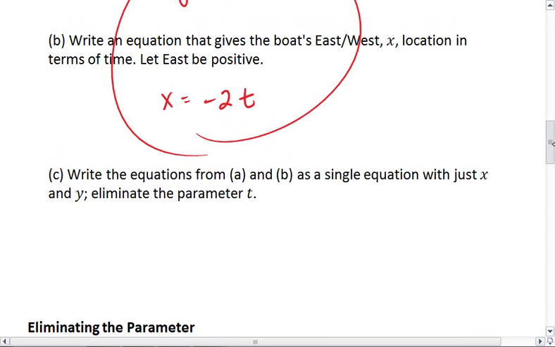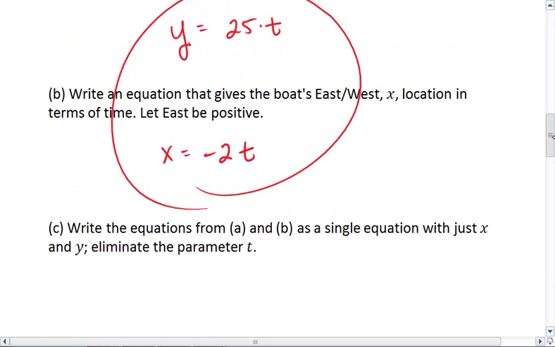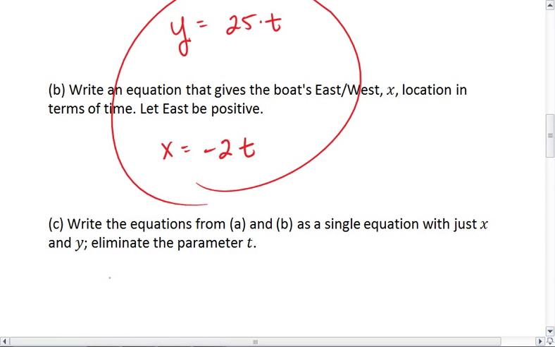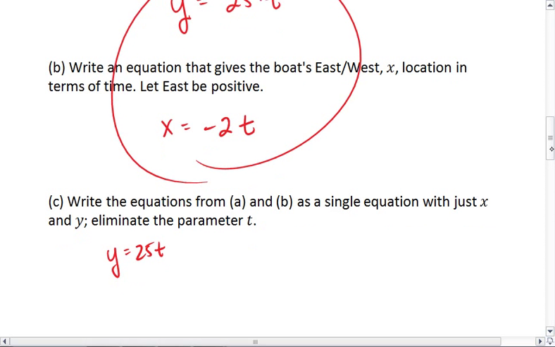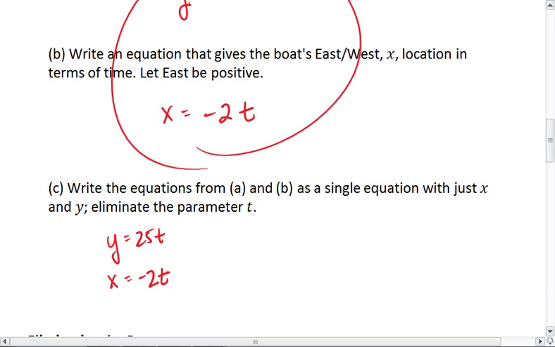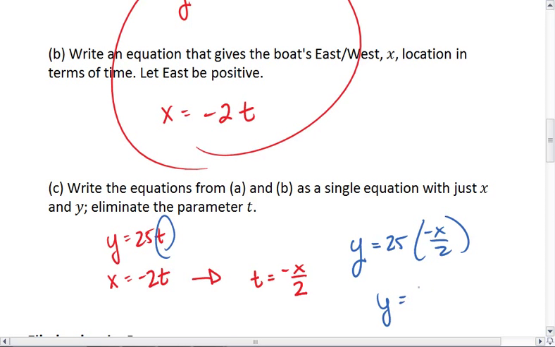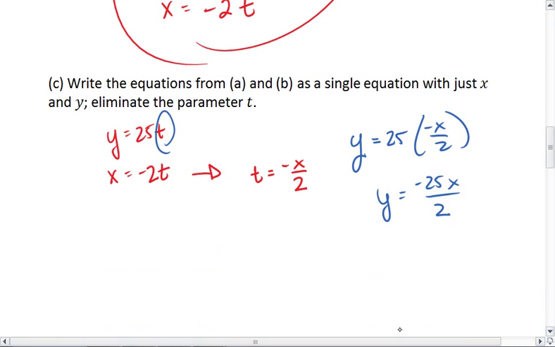In part C, we want to write the equations from a and b as a single equation with just x and y. We're going to eliminate the parameter t. Alright, we know that y equals 25t and x equals negative 2t. If we rearrange our x equation, we get t equals negative x over 2, which we can substitute in for the t here. So we get y equals 25 times negative x over 2, or y equals negative 25x over 2, or y equals negative 12.5x.